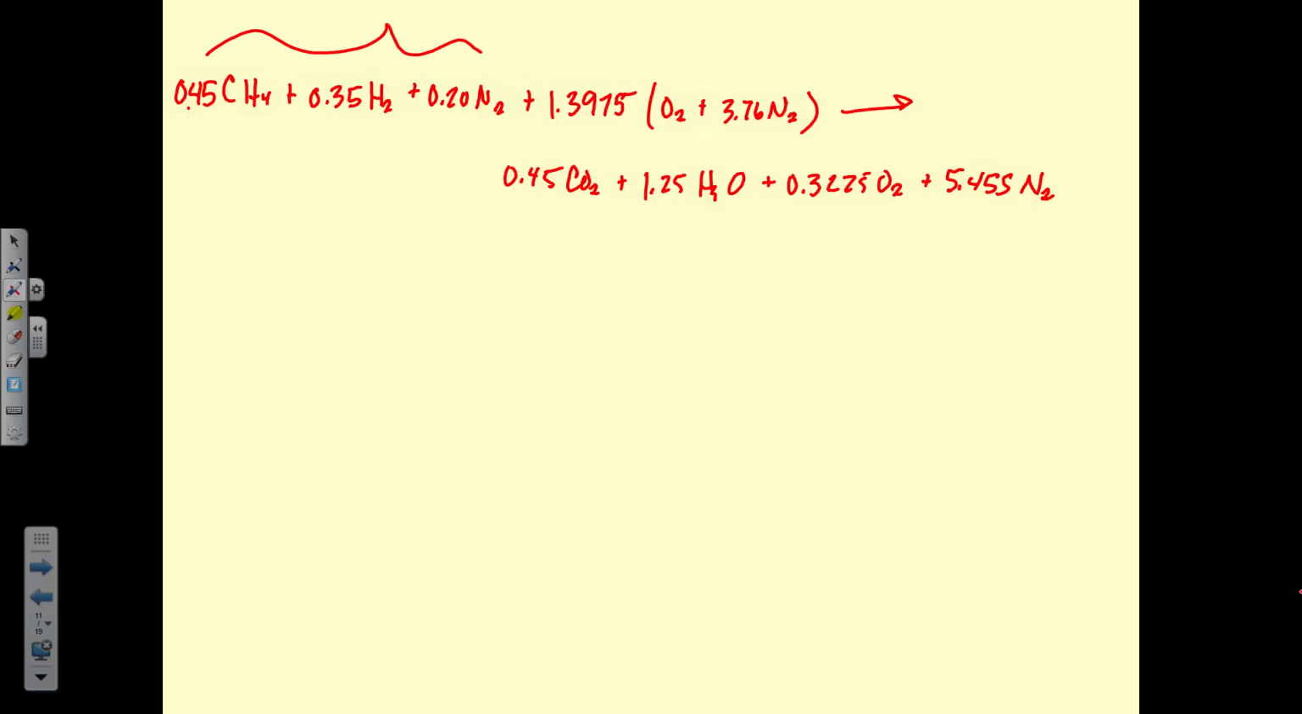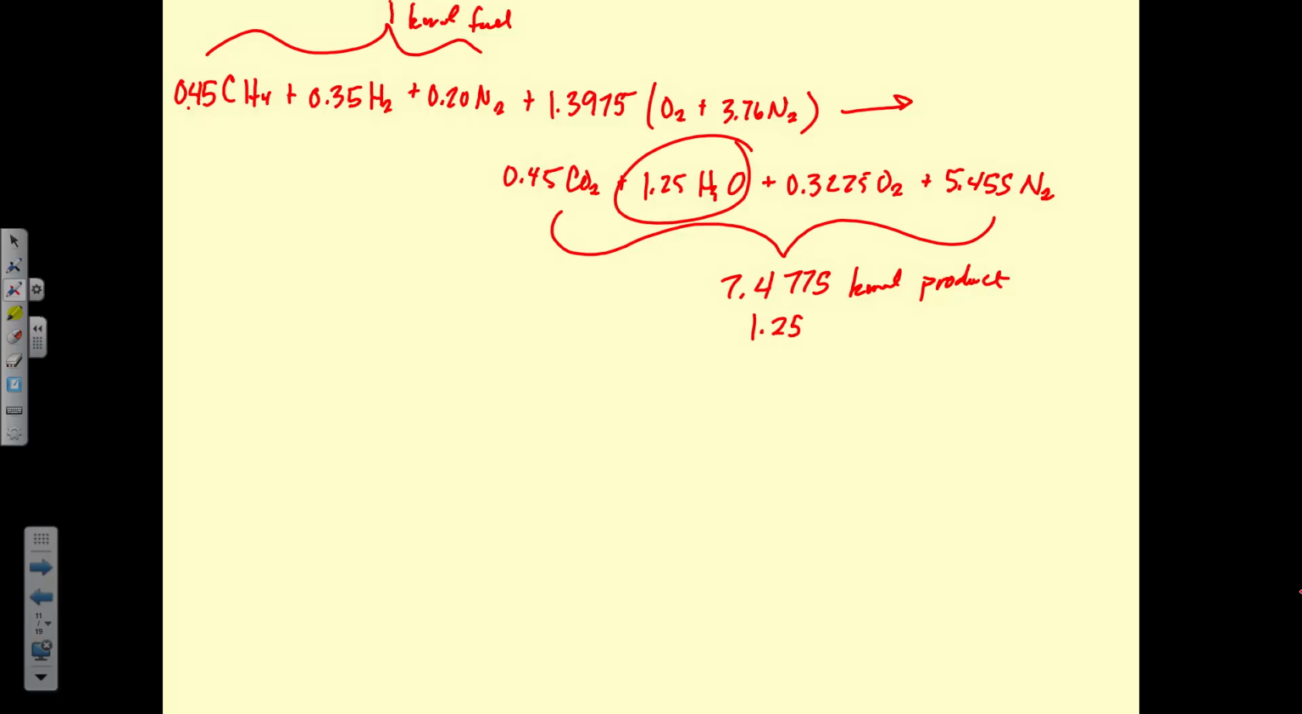If we have 1 kilomole of fuel, and we look at this other side of the equation and add up all of these values, we find that we have 7.4775 kilomoles of product. And of that, 1.25 is water. What we're saying is that with these byproducts, we're going to cool them, and we're going to see how much of this water, compared to the total mass, condenses out at 25 degrees Celsius.